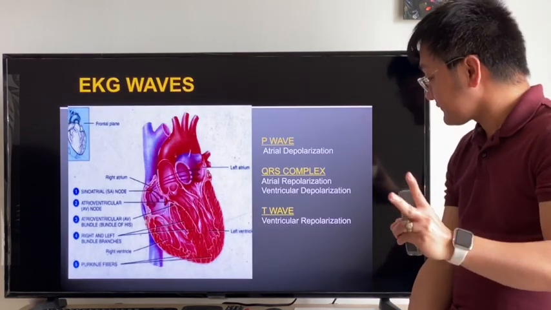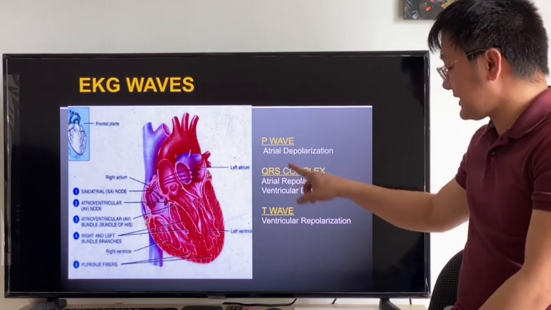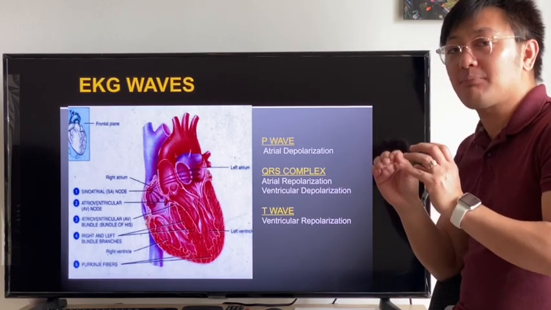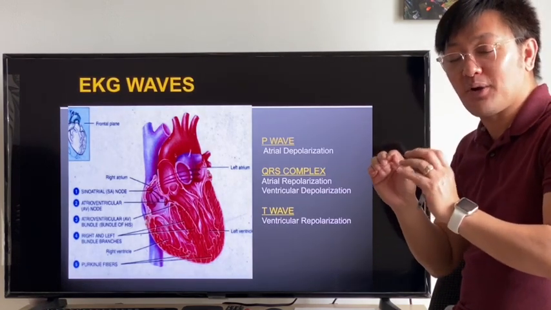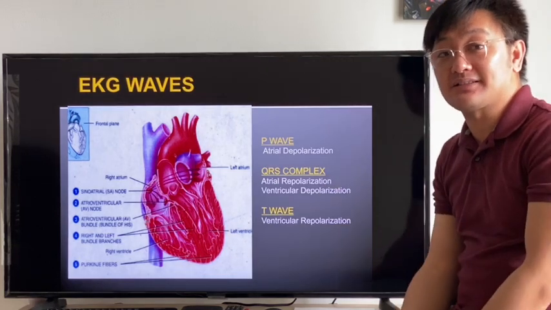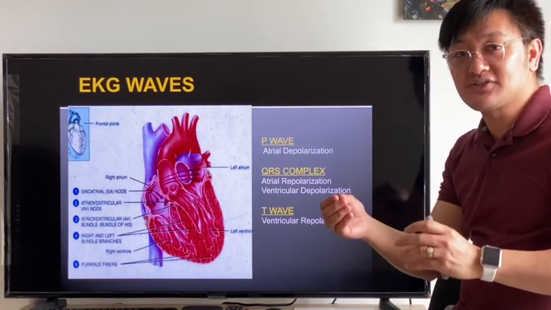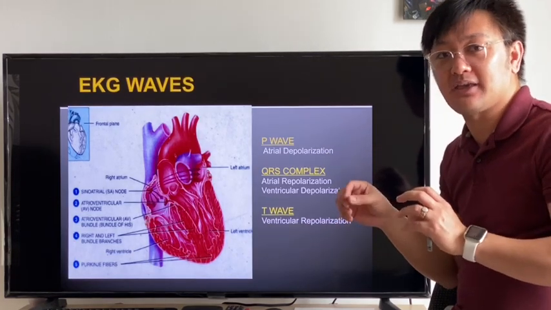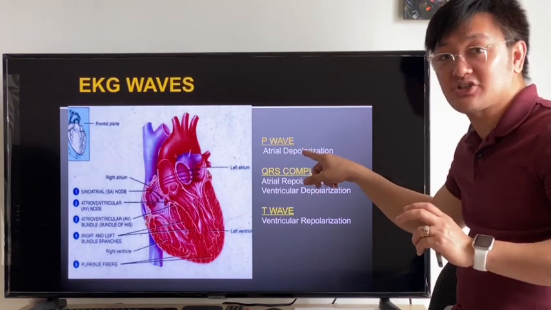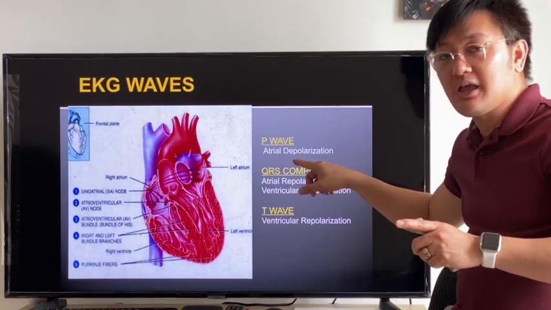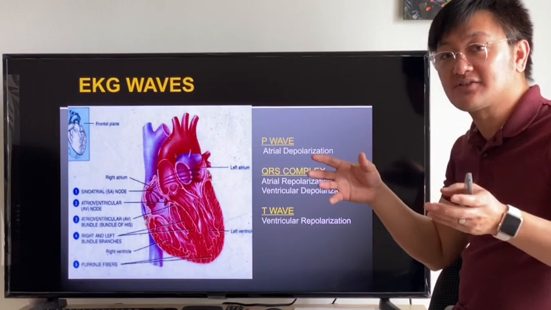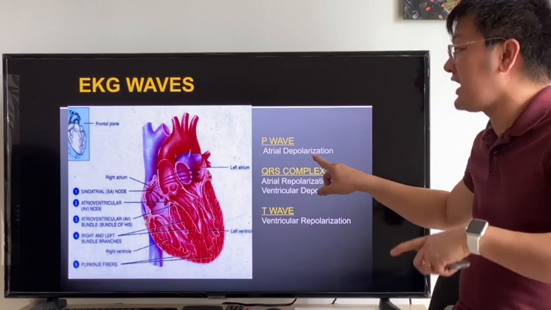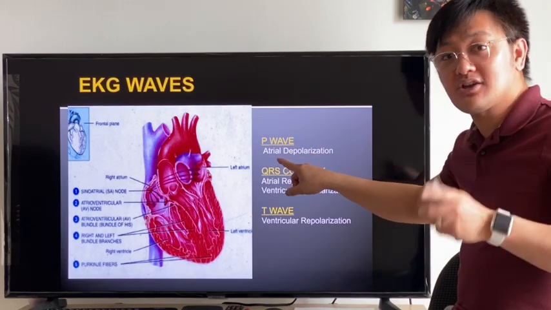So there are two words you need to remember: depolarization and repolarization. If we're going to understand depolarization, it means there's an influx of positive ions inside the cell. As a result, the cell loses its negativity. So when you say depolarization, it turns the cell positively charged. As a result, the muscles will contract. When you say atrial depolarization, there is stimulation of the atria, and eventually the atria will contract.